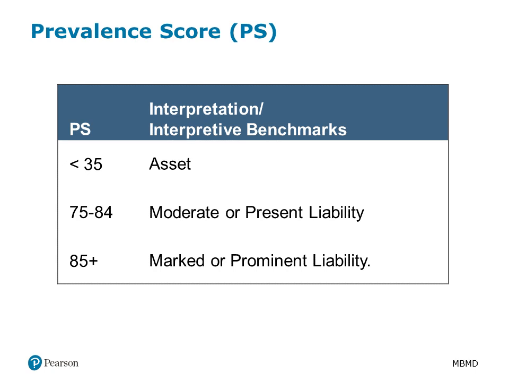Now, because the MBMD scales represent traits and behaviors along a continuum, one can actually interpret both low and high prevalence scores as follows. A prevalence score below 35 constitutes a potential asset. A prevalence score of 75 to 84 is associated with a moderate or present liability, and scores above 85 are generally associated with a marked or prominent liability.